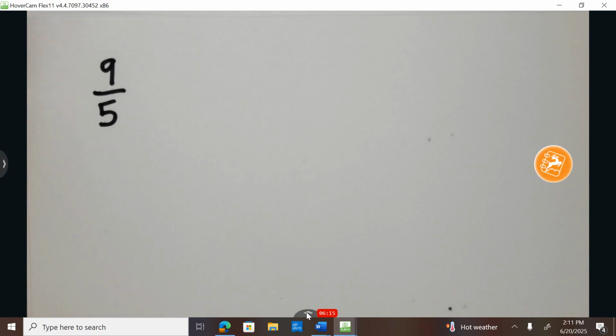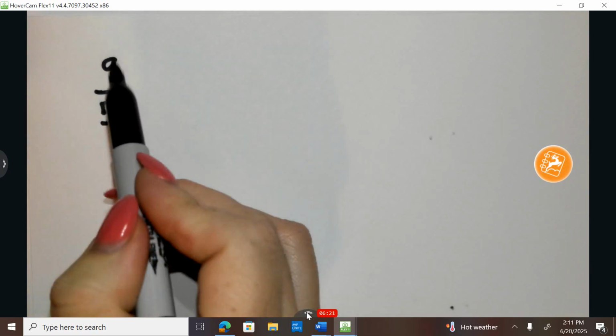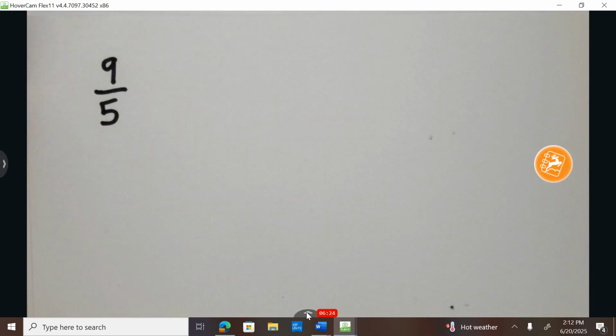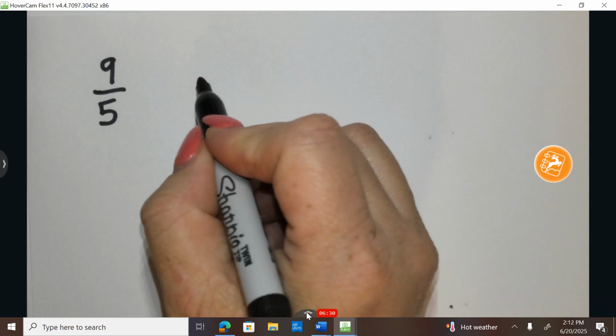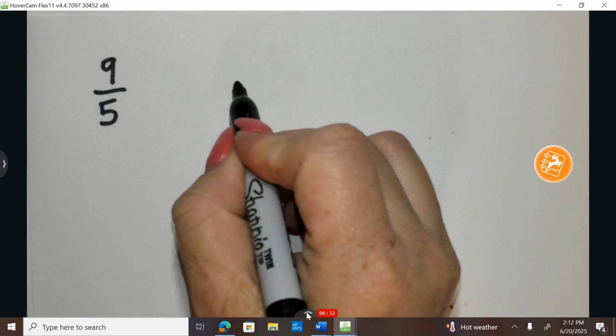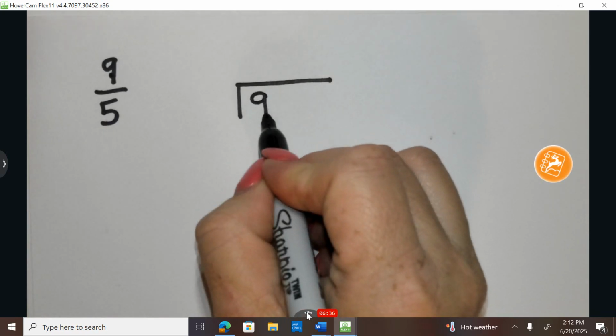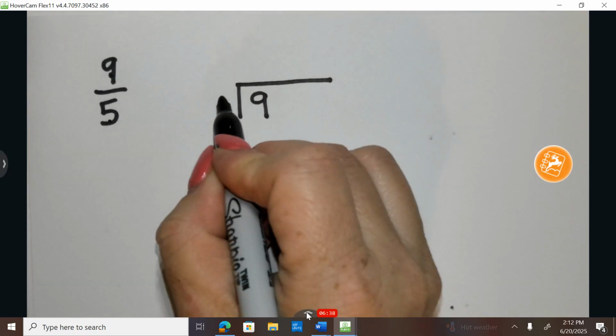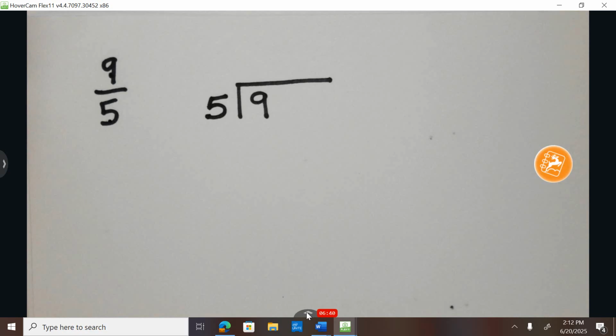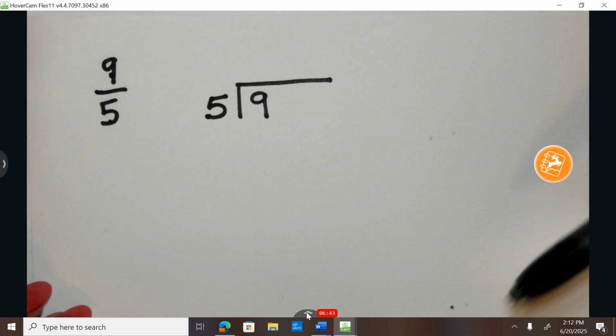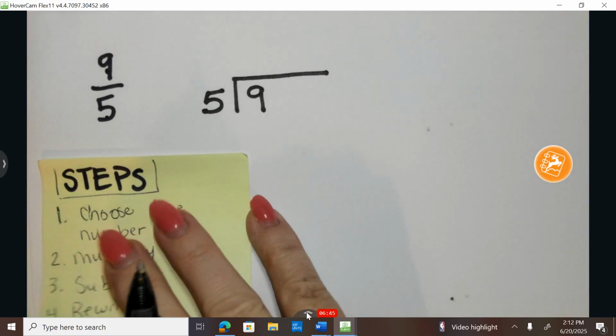So 9 divided by 5. I know this is an improper fraction, because the number on top is larger than the number on the bottom. How do I go about rewriting this as a mixed number? I'm going to make this division box. The top number always goes inside. The bottom number always goes on the outside to the left. And then I'm going to follow these steps.